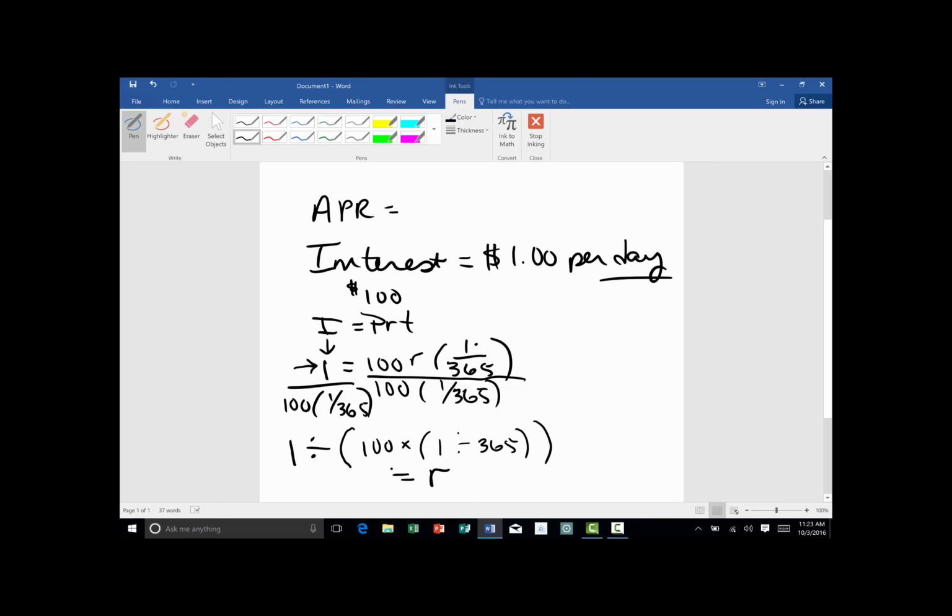So R is going to be equal to 3.65. That's what that comes out to. And so when you do that, this gives you the rate, but remember that this gives it to you as a decimal. So our rate, we would multiply it by 100, or we would move the decimal over 2 places. So our rate for this payday loan would be 365%. Now remember, this is yearly.